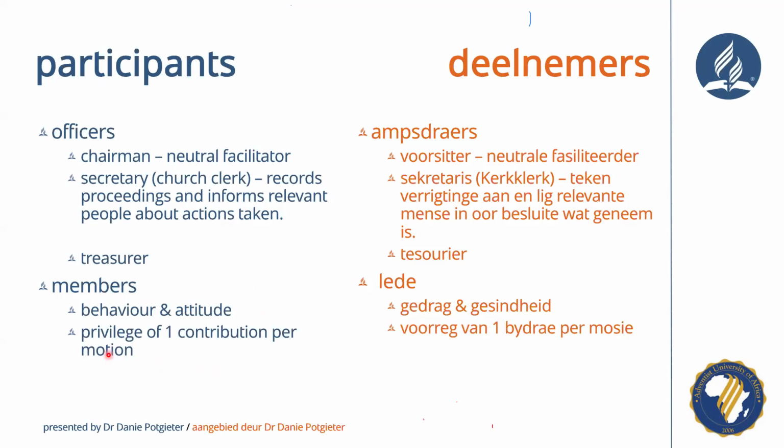And then members also have a privilege of one contribution per motion. Often when you think back of meetings, you'll think of one or two individuals that keep on dialoguing with the chairperson, or have a comment after every single comment or contribution made by another member, and that is not allowed in terms of the rules of order. A person has a privilege of contributing once per motion, and if what you want to say has already been said by another member, why say it again? And as I indicated, you can't engage in a dialogue with the chairperson.